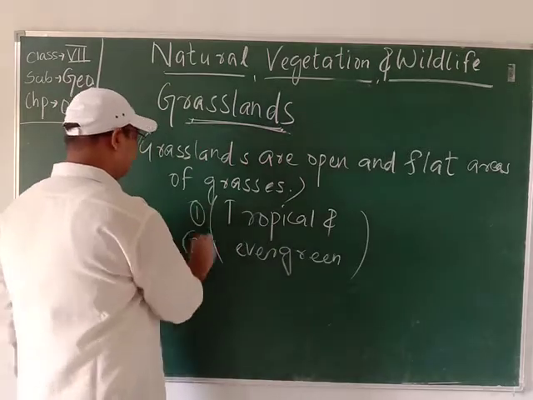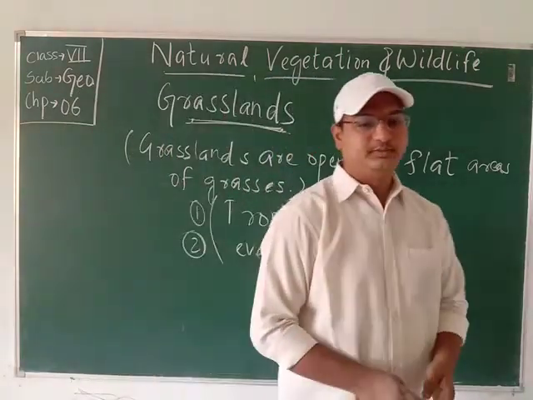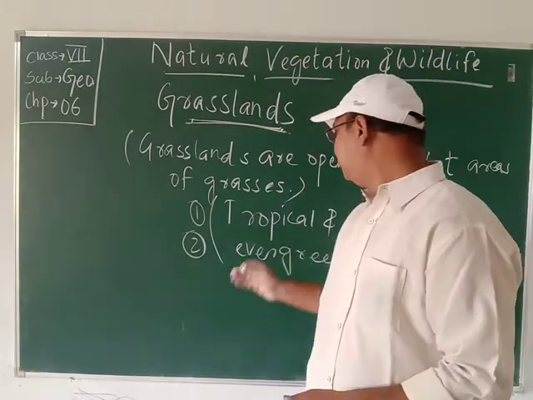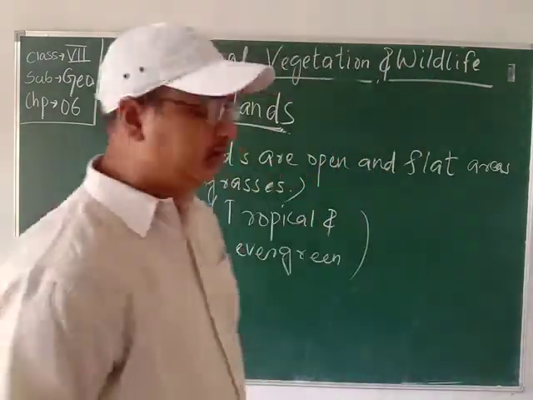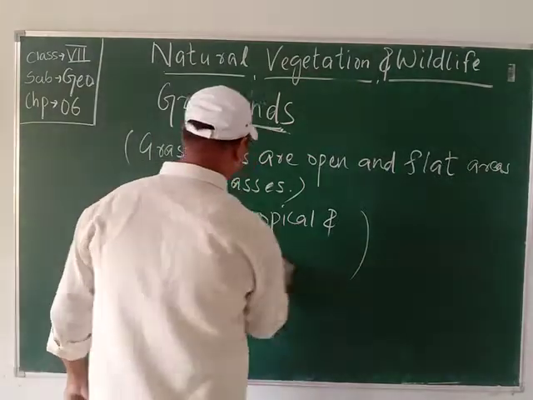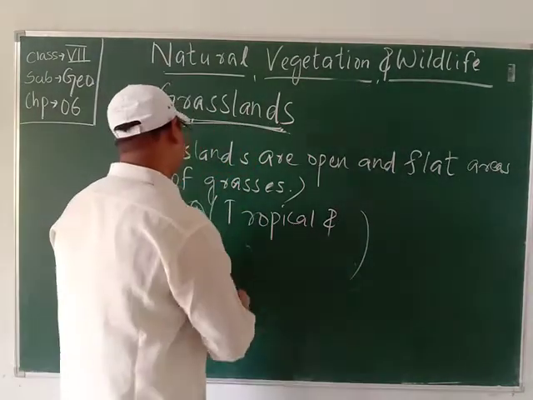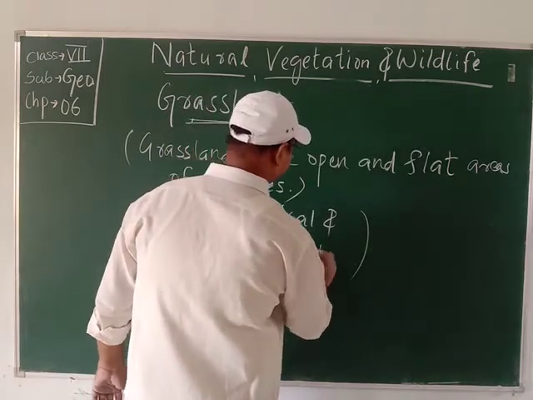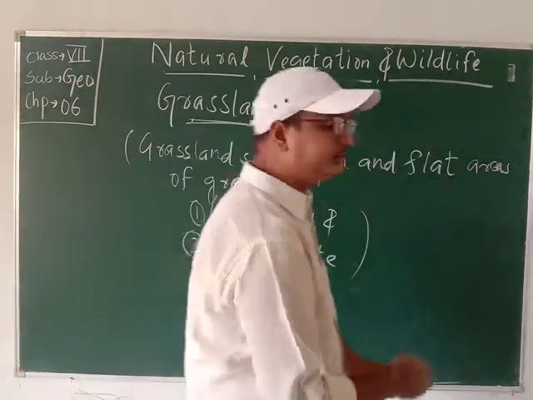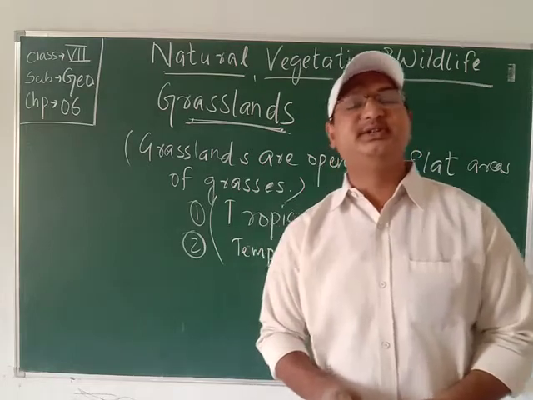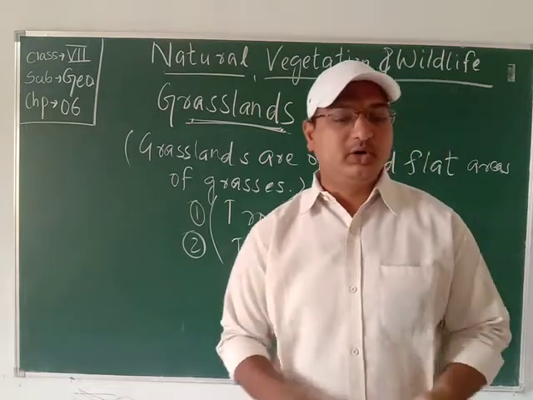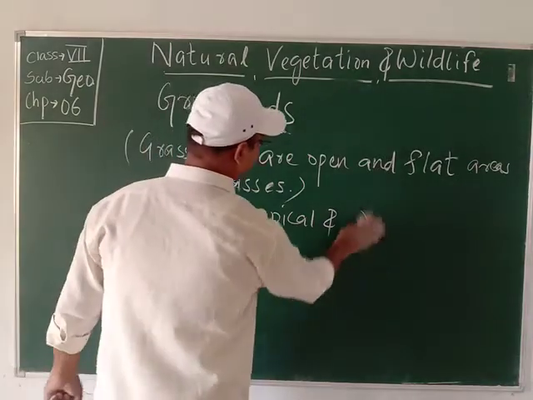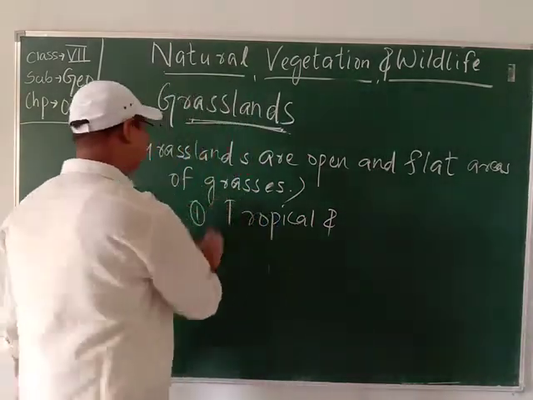First one and the second one. Students, the first one we will study is the tropical grasslands. Sorry students, it is temperate. I have written it wrong. Tropical and temperate. The tropical grasslands are called the savannas. So that name is called savannas.